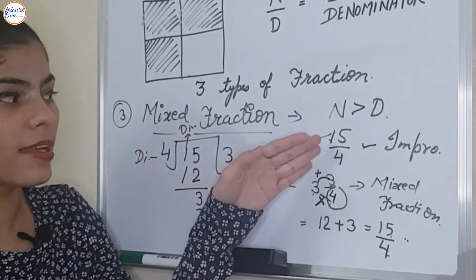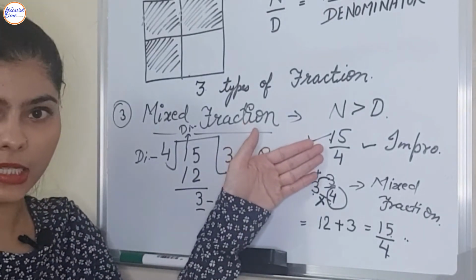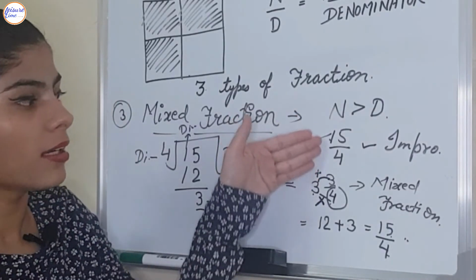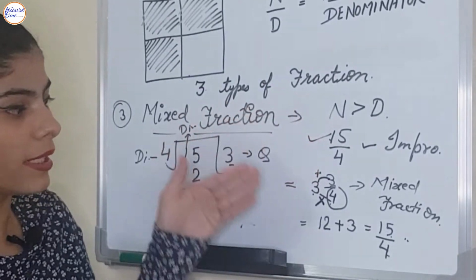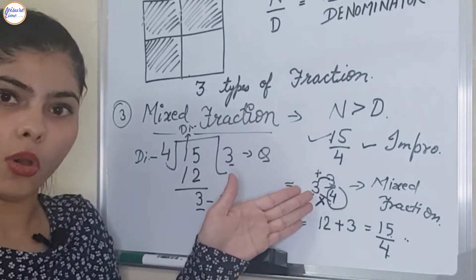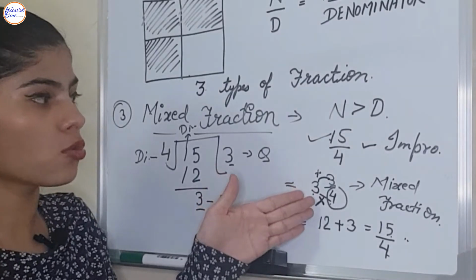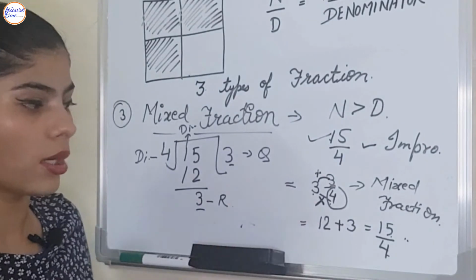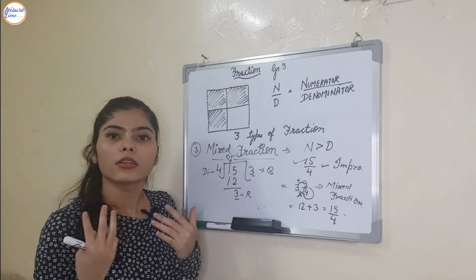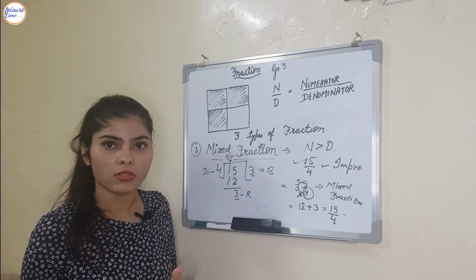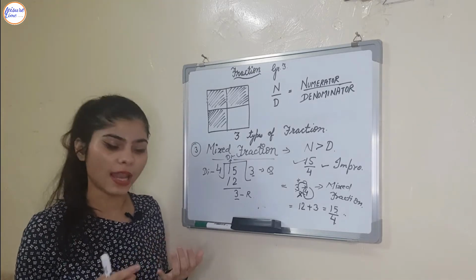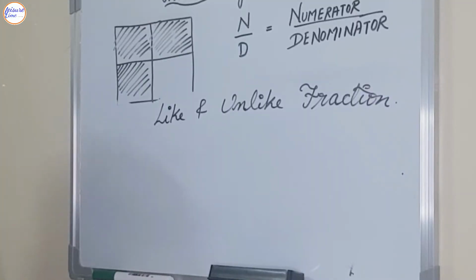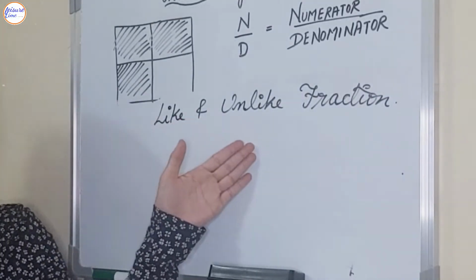If there is an improper fraction, you can see easily that the numerator is greater than denominator. So you can divide this improper fraction and you will easily get the mixed fraction. Or you can change a mixed fraction to an improper fraction using this method. Okay, clear? We have 3 more parts, which are the minor parts: like fraction, unlike fraction and unit fraction. So now see like and unlike fraction.